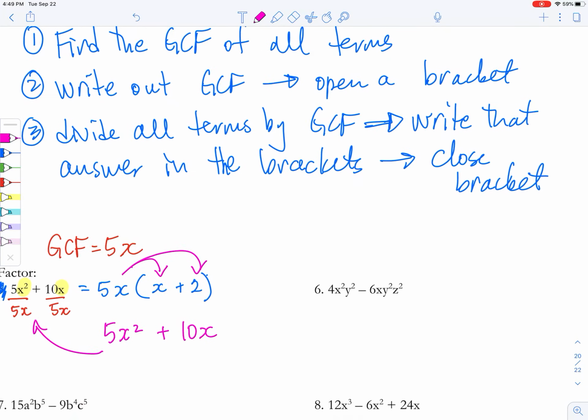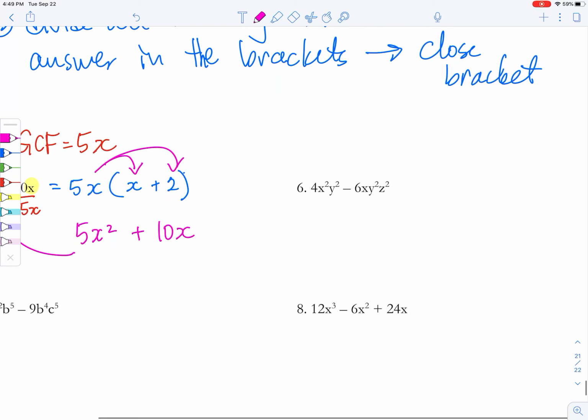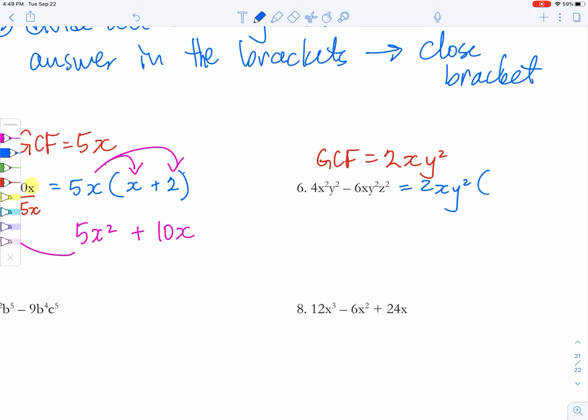Okay, we're going to follow the steps again for question 6. In question 6, the GCF: for 4 and 6 first, I can take out a 2. I've got x squared and x, so I can take out 1x. Y squared, I can take out a y squared. No z in one term, z squared in the other, so I can't take out any z. So when I factor this, I write 2xy squared, open my bracket. Then I'm going to divide everything by 2xy squared, and whatever gets left over, I'm going to write inside the brackets.